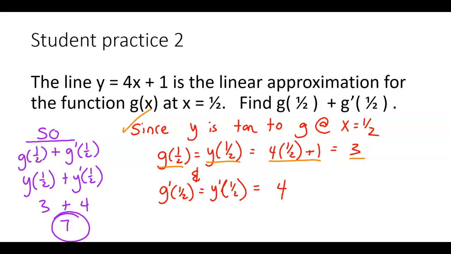Also, since y is tangent to g at 1/2, the slope of g is equal to the slope of y at that point, which is 4. So if we're looking for g of 1/2 plus g prime of 1/2, that's the same thing as y of 1/2 plus y prime of 1/2, which is 3 plus 4, which is 7.